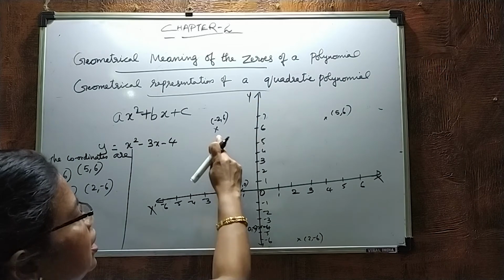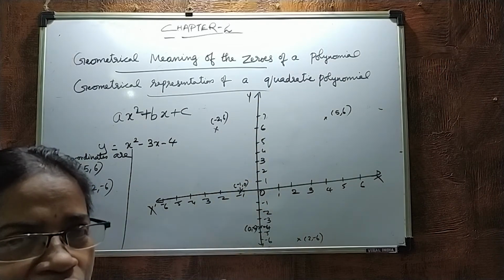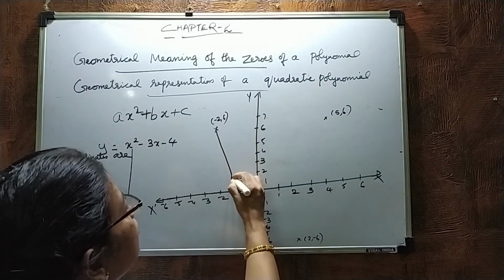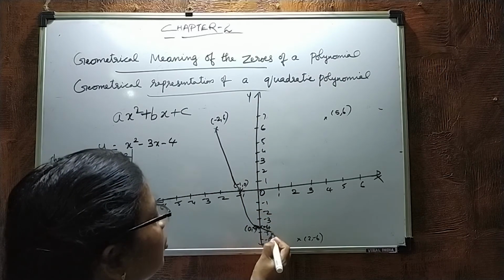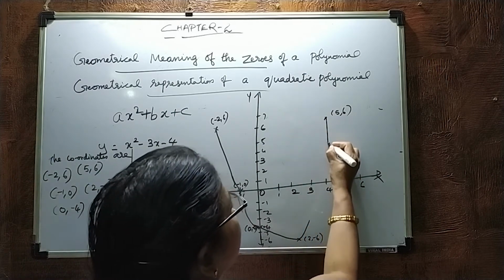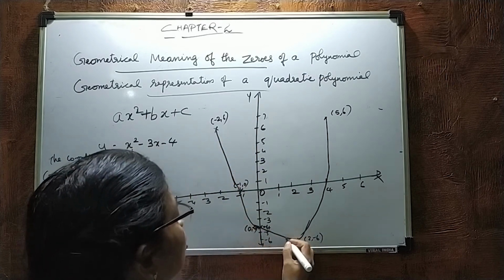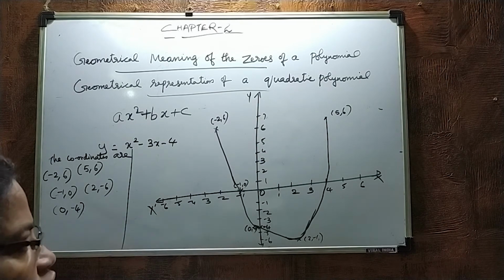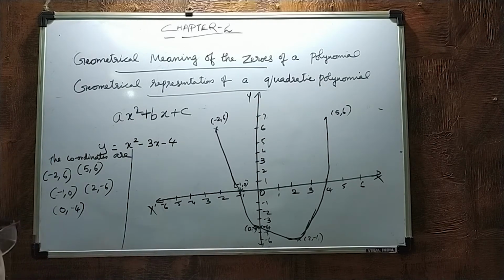So here I have roughly plotted the coordinates. Now we are going to draw the figure. Start from here. It will become like this, then go like this, and come like this. Actually it looks like this, a U pattern you will find. When you draw it on the graph sheet, it will be good. This is only a rough sketch.